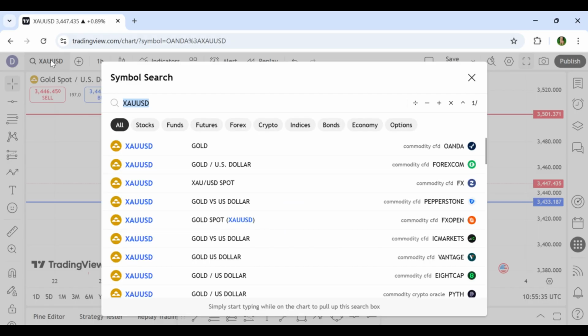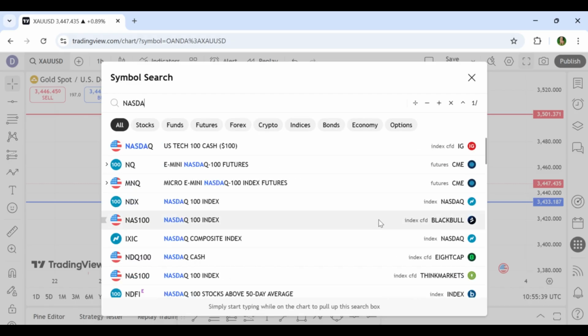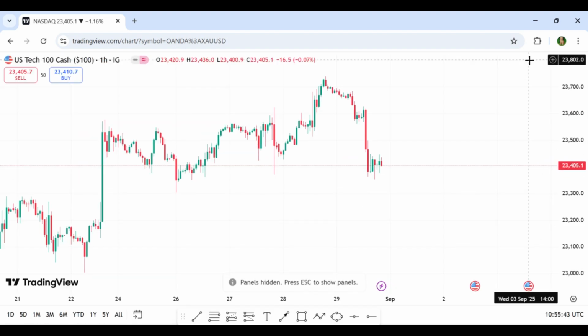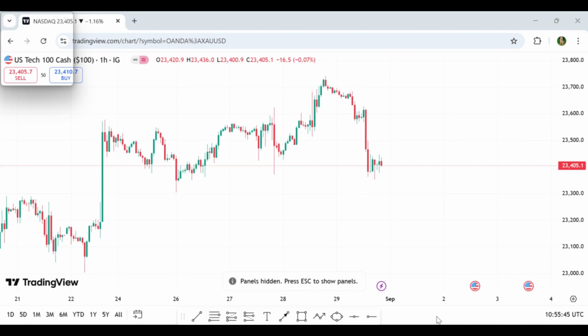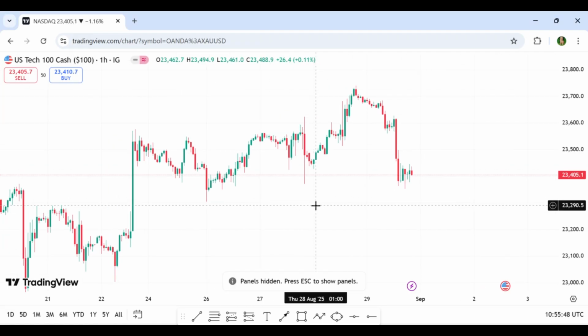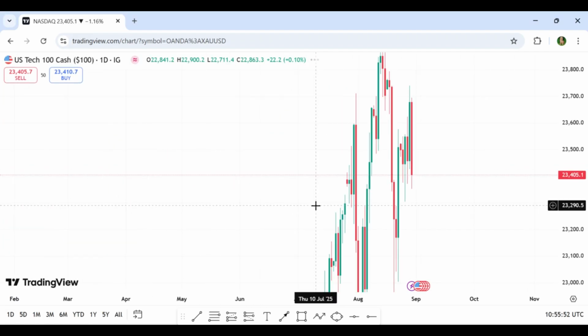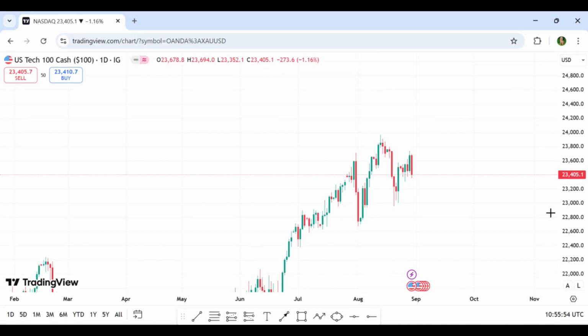Now we can look at NASDAQ or NAS 100 and see what we have. We might want to start from the daily too, so that we can see what is happening, or maybe 4 hours, but the daily serves more.